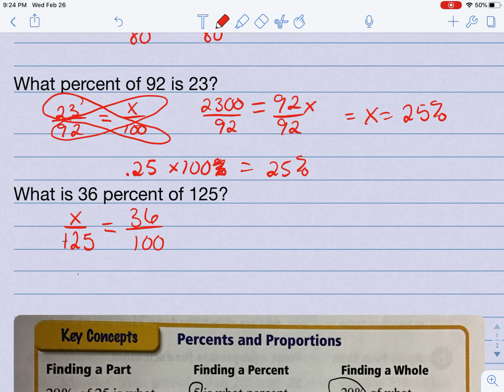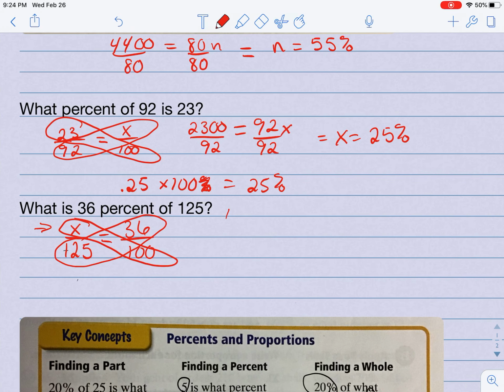So once again, we can use cross product here to solve. Note that my part is my unknown, my part of my whole. I know my percent, I know the total of a percent, so I've set that ratio up and set the two equal to each other. Now I take the cross product and solve for x. So we've got 125 times 36, which is going to equal 4,500. And then 100 times x is just going to be 100x.